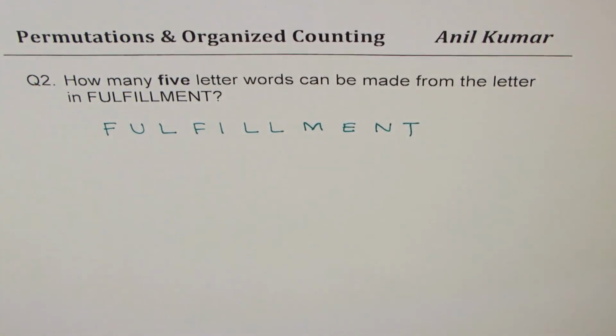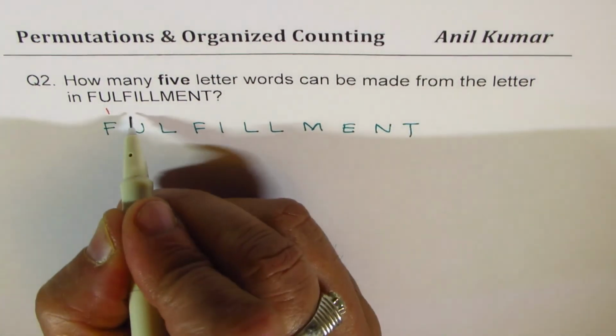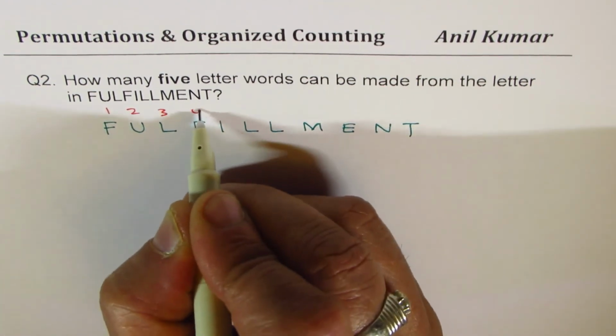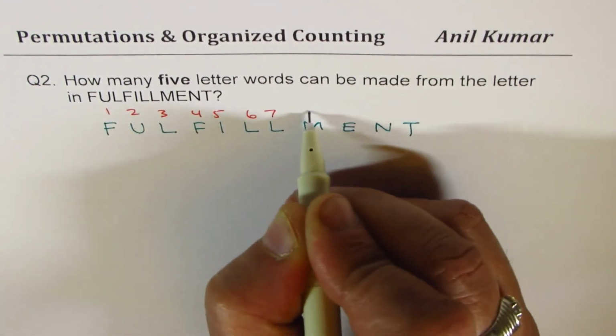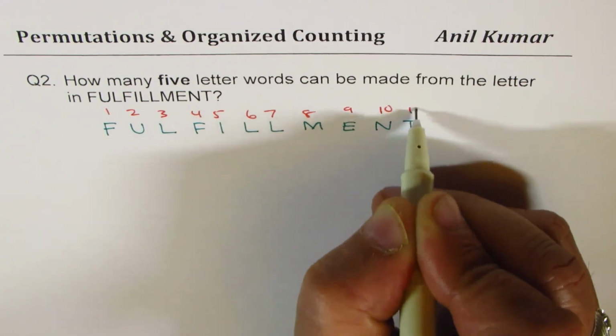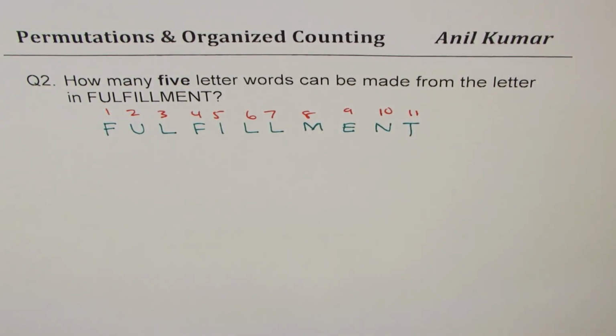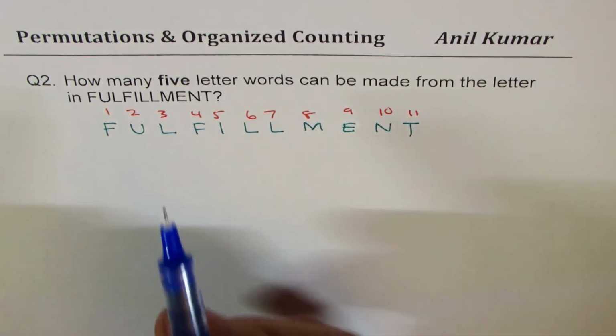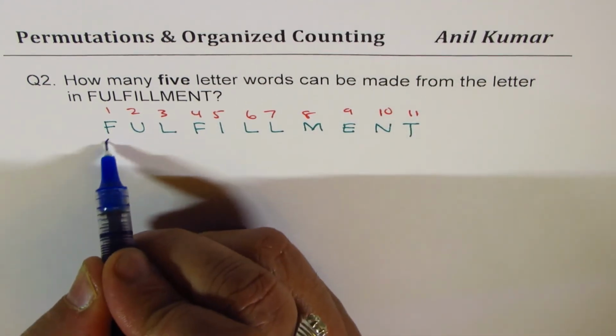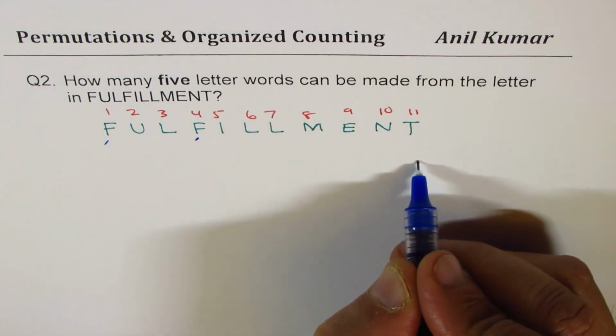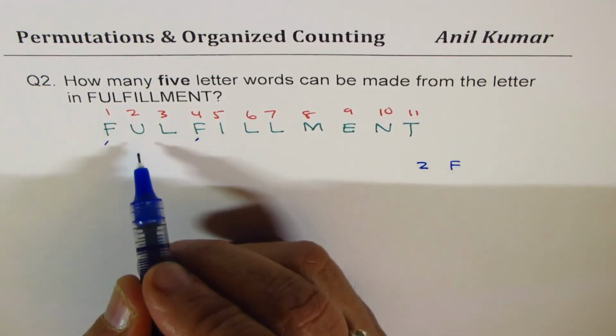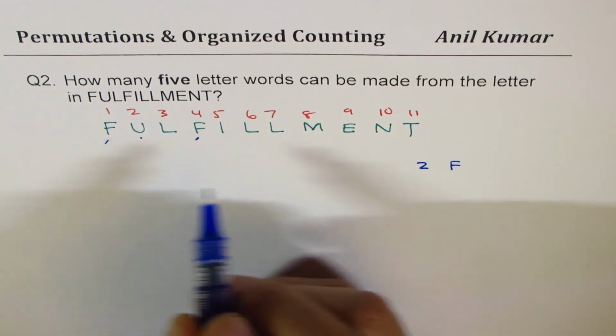F-U-L-F-I-L-L-M-E-N-T. Let's count the letters. 1, 2, 3, 4, 5, 6, 7, 8, 9, 10, and 11. How many of each kind? So let's say F: 1, 2. So we have 2 F's, right? 2 F's. U: just 1.